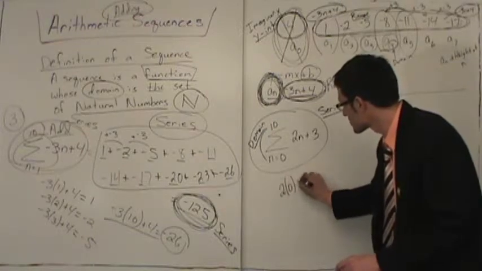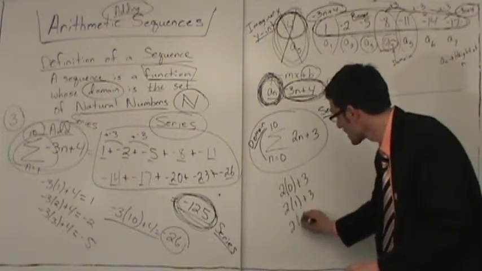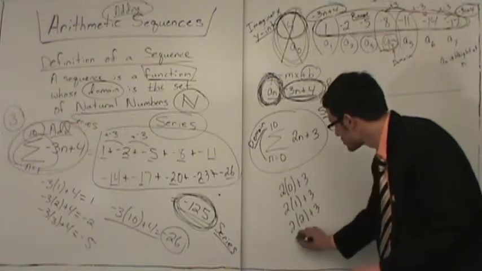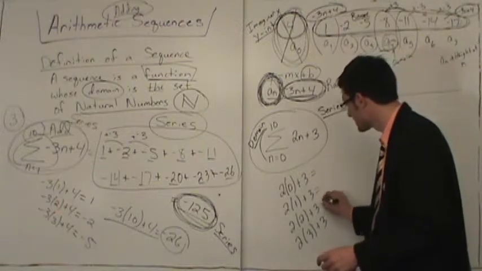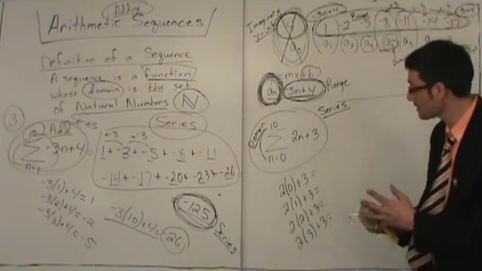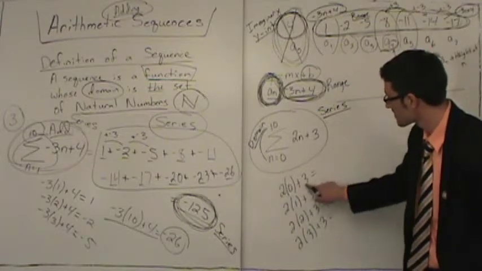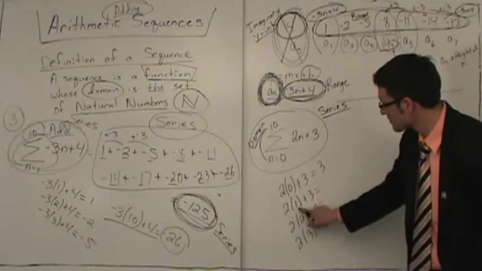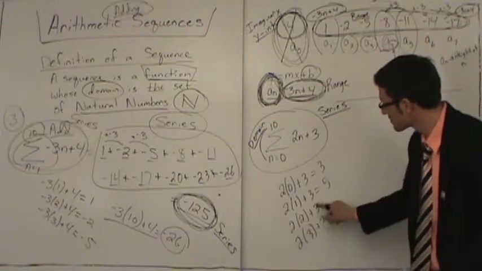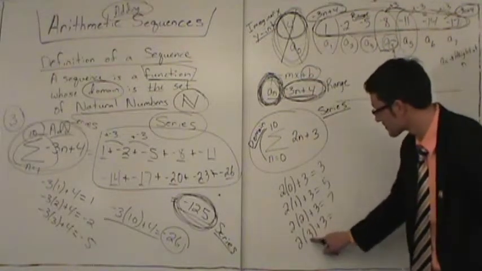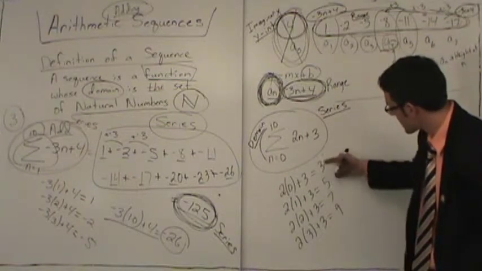So we're going to get 2 times 0 plus 3, 2 times 1 plus 3, 2 times 2 plus 3, 2 times 3 plus 3. That's enough. By now you will easily be able to find a pattern. Hopefully you can tell me what the pattern is before ever doing this. 2 times 0 is 0, plus 3 is 3. 2 times 1 is 2, plus 3 is 5. 2 times 2 is 4, plus 3 is 7, and so on. 6 plus 3 is 9.